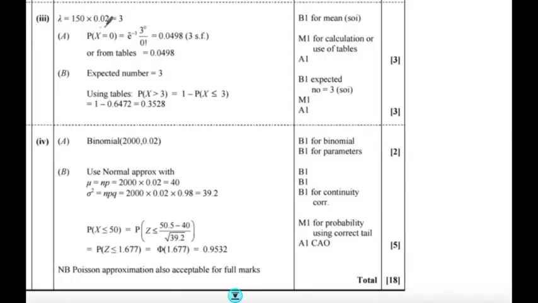Okay, so we get a mark for 3 there, a mark for this first answer. Expected number is 3, you get a mark for saying that, and then a mark for getting to 0.3528. A mark here for binomial, and a mark for these. A mark for using normal, and then a mark for mu and sigma squared. A mark for doing continuity correction. A mark for probability using the correct tail, i.e. you're not doing 1 minus or anything, and then 0.532.